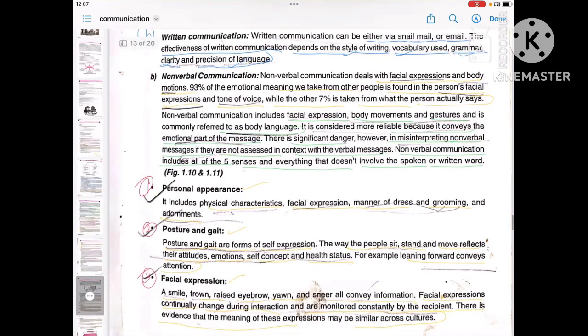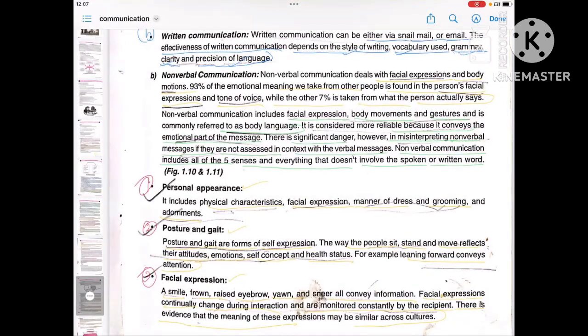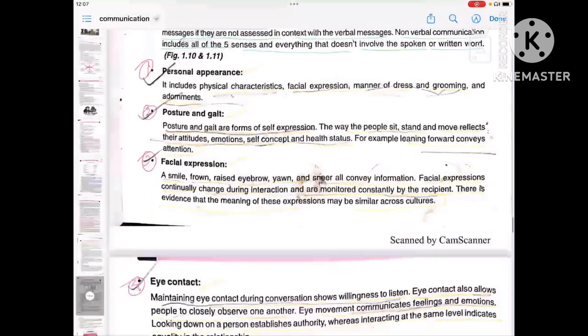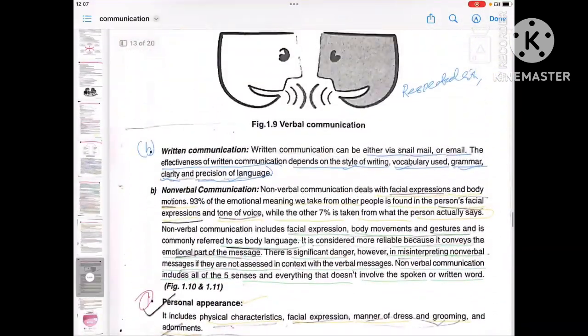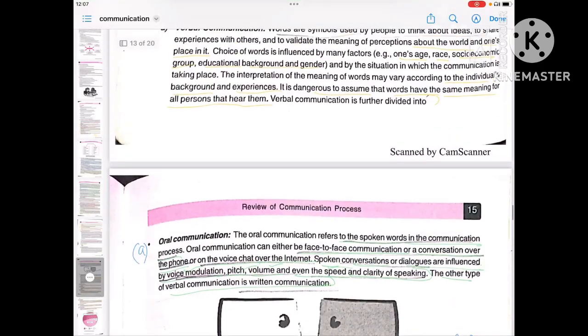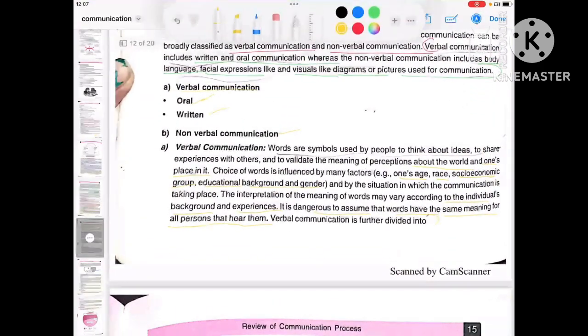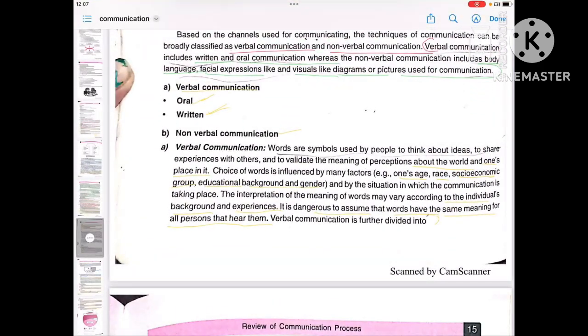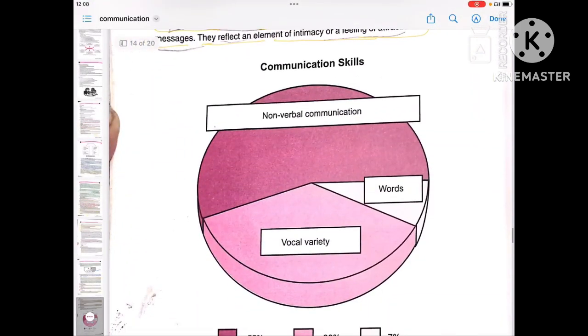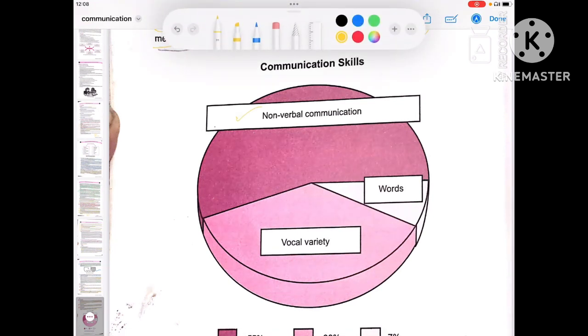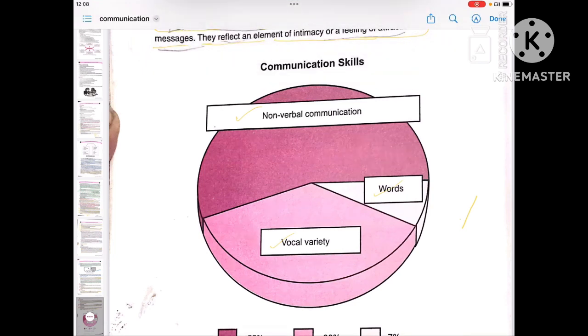So these are the main things that come under non-verbal communication: physical appearance, posture, gait, facial expression, eye contact, personal space and physical contact. And what comes under verbal communication: oral and written. So this is the communication skill, you just have to know. Non-verbal communication, here the vocal variety and words. Just a diagram.